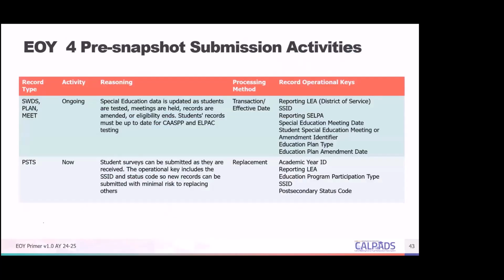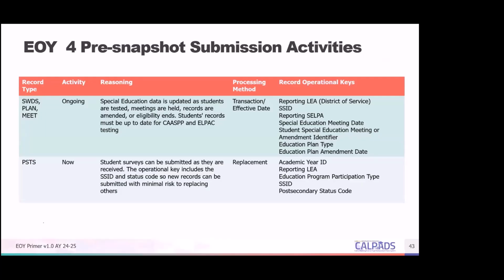All right, let's now move on to discuss the End of Year 4 pre-snapshot, or pre-May 6th, submission activities. Your special education data coordinators are generally very good about submitting records for students with disabilities in a timely manner. The CALPADS view submission screen consistently shows frequent activity for most LEAs for the status, MEET, plan, and SERV file types. The submission is ongoing, and this data is being submitted now, with the exception of the Postsecondary Status, or PSTS file.